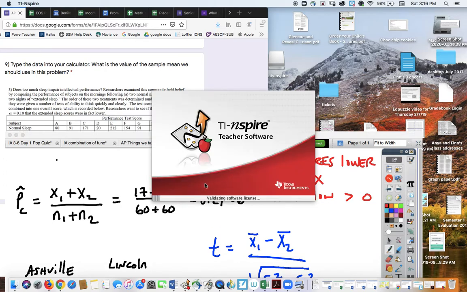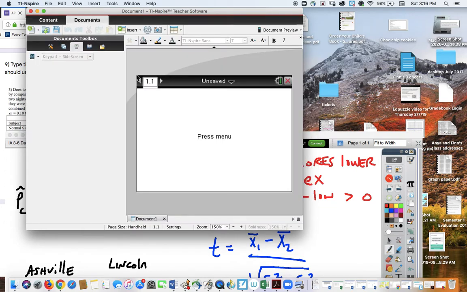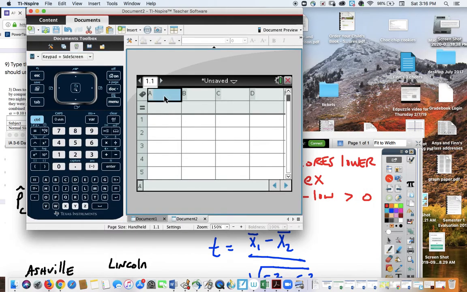But the idea is the mean that you want is only from that third list. We don't want the mean of the normal sleep or the mean of the extended sleep. We only want the third list.